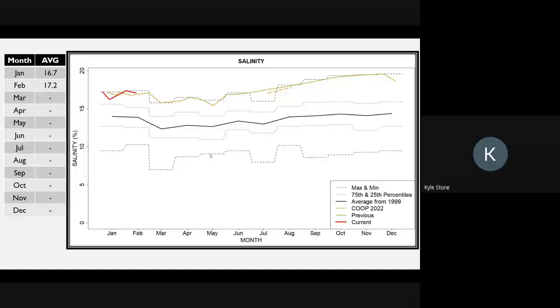When we look at the overall average, the dark black line, you can see that we've really hovered around that 12 to 14% for the most part over the last 24 years on average. One of the things that we'd like to look at for 2022, you can see how the gold line really just intersects with that upper dashed gray line. We set new maximums for salinity in every month of 2022. And we're already setting that same trend in 2023.